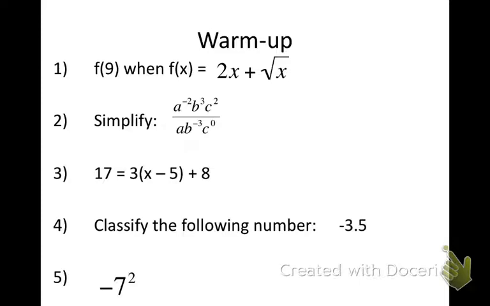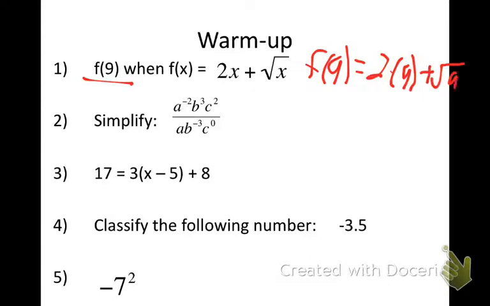Now, hopefully you did press pause and wait for the answers, but if you work through number 1, so f of 9, what we did yesterday, plugging in 9 for x, so f of 9 equals 2 times 9 plus the square root of 9. 2 times 9 gives 18, square root of 9 is 3. f of 9 comes out to be 21.